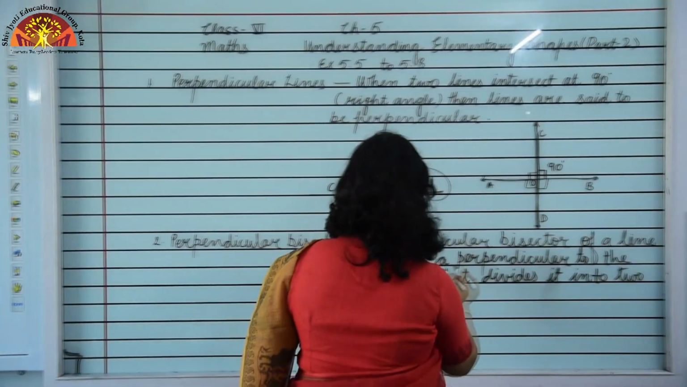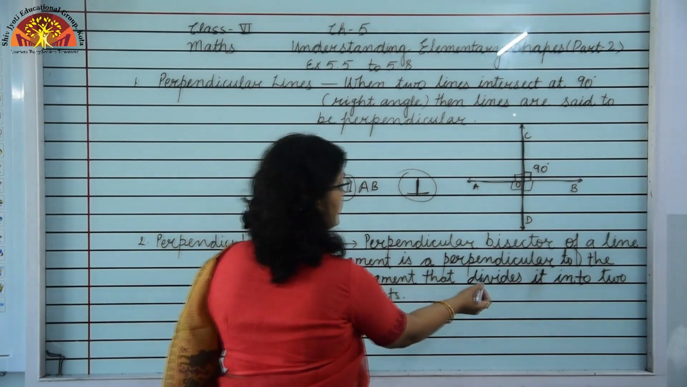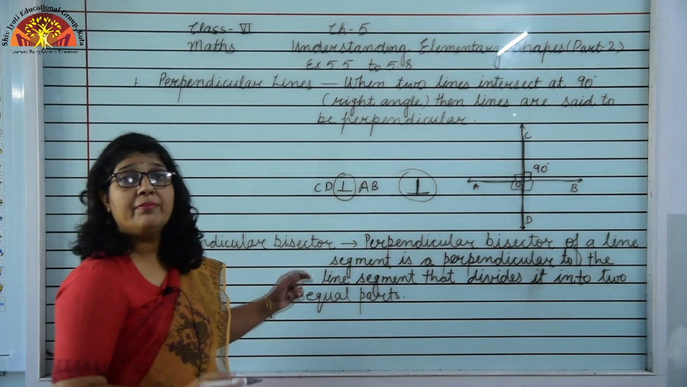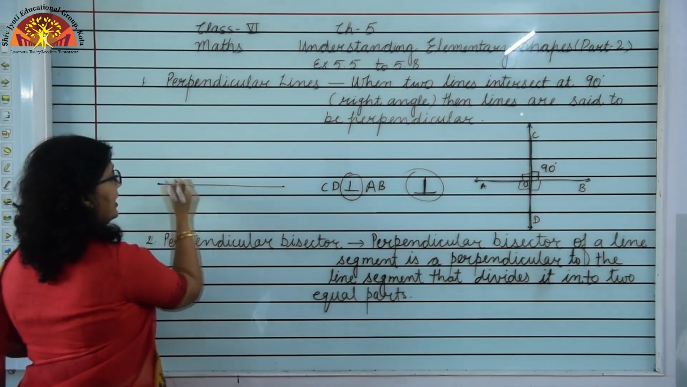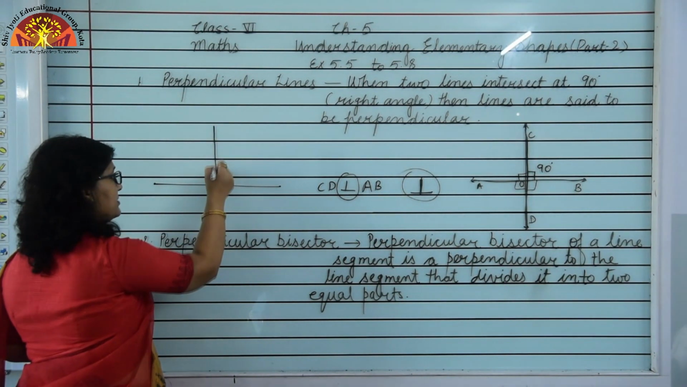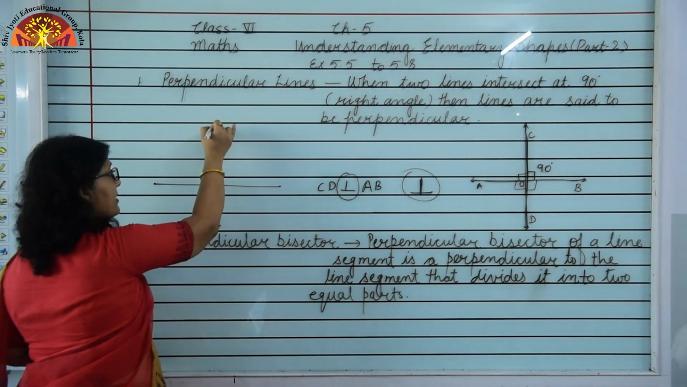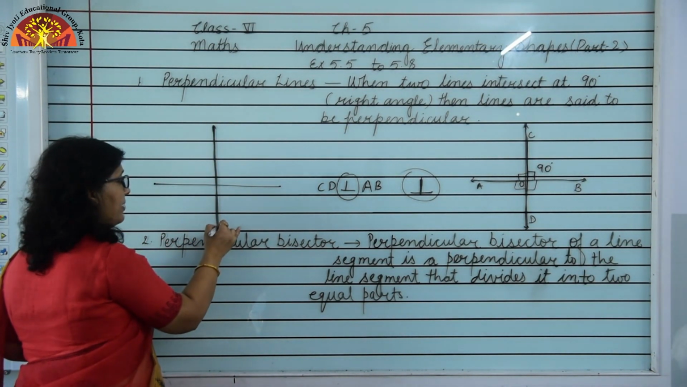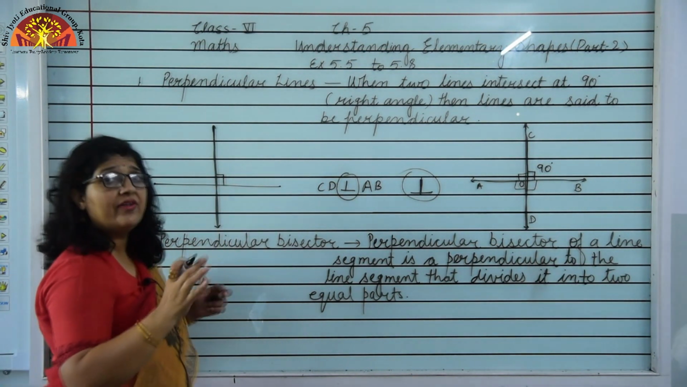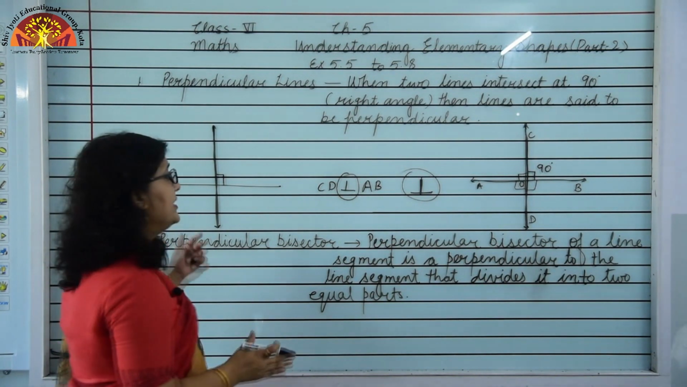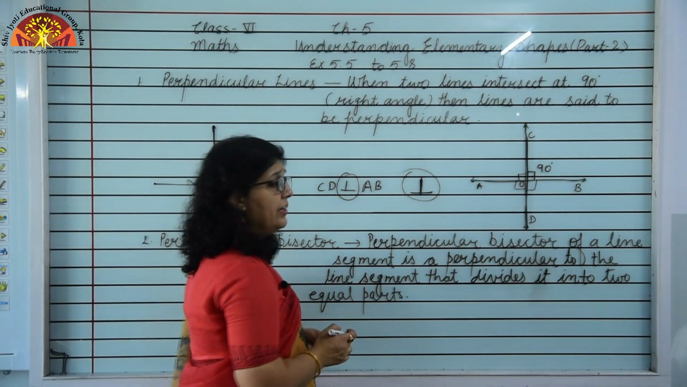A perpendicular bisector of a line segment is a perpendicular to the line segment that divides it into two equal parts. Means when we draw a line segment and when we bisect this, bisect means dividing into two equal halves. So when you draw a perpendicular on any line segment and that perpendicular divides the line segment into two equal halves, at that time we say this is the perpendicular bisector. Understood? Now how do we draw a perpendicular bisector?